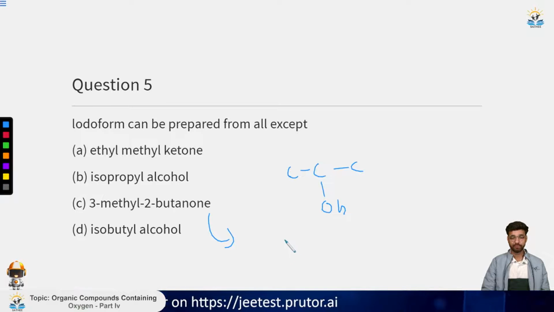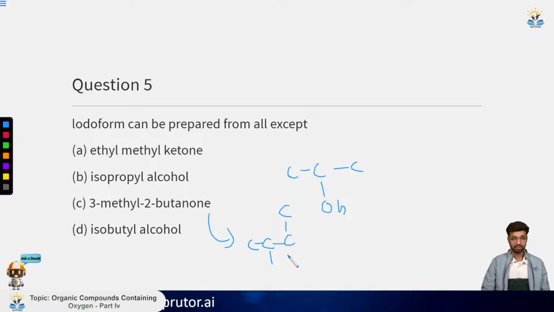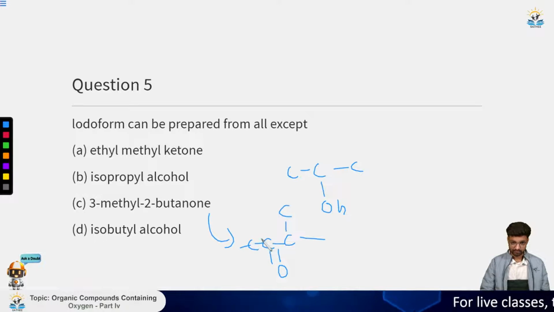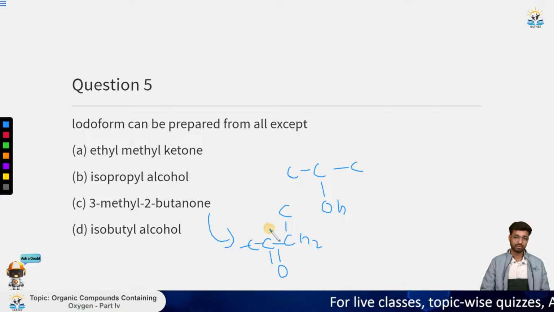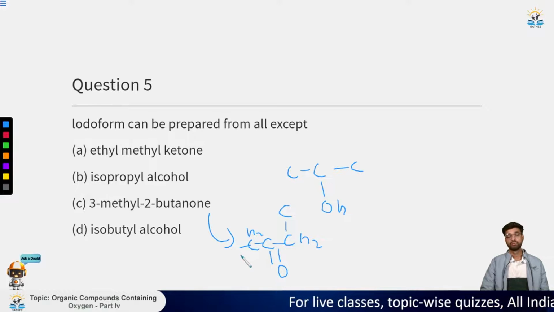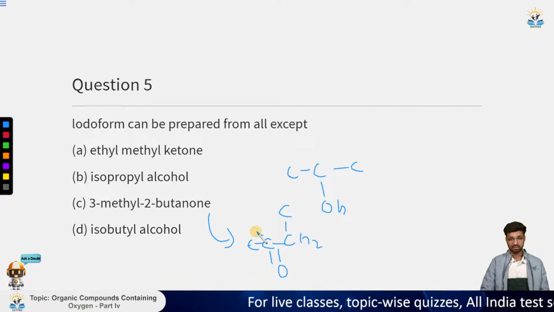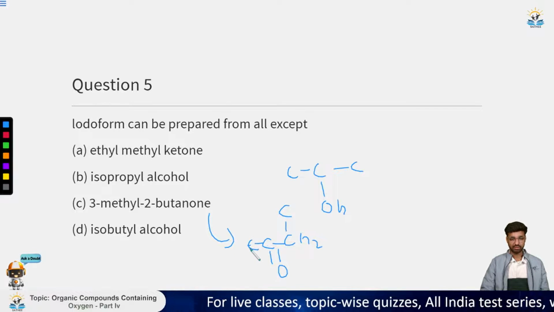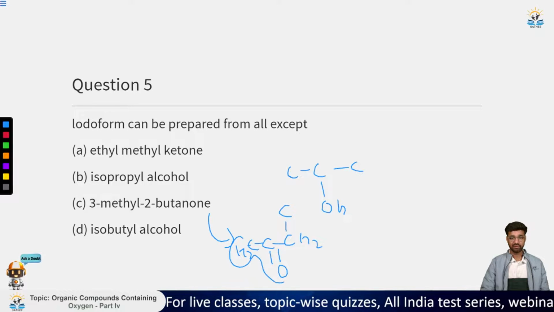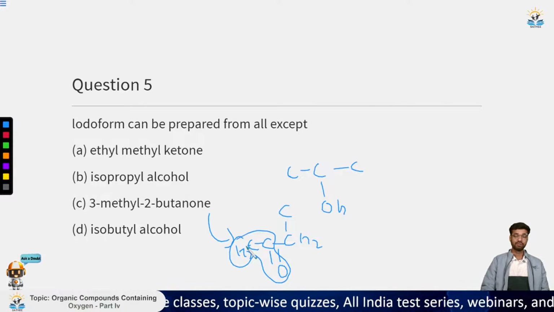3-methyl 2-butanone. It will look like this. It does not have a CH3 group here. This is CH2. Yeah, this is having a 3-methyl. Okay, so this is also having a kind of CH3CO group.